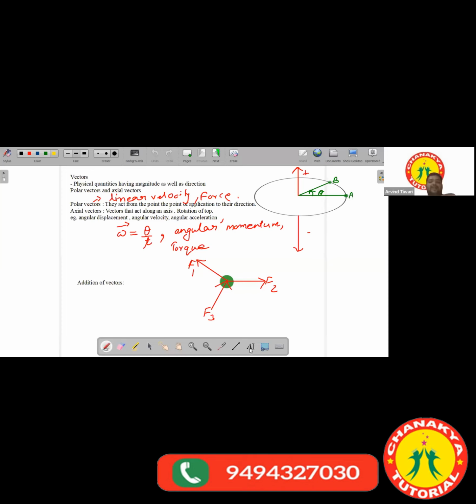So we have defined a certain set of rules for addition of vectors. Let's see how the vectors are added. Vectors are added vectorially, using the laws of vector addition.